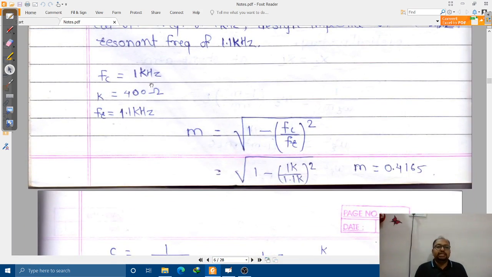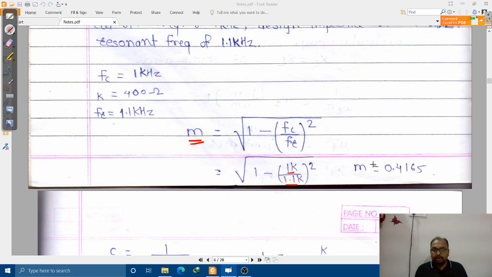Great. So first thing is what? You have to first find out the value of M, modification factor. How to find out? The formula for that is nothing but the square root of 1 minus (Fc divided by Fr) whole squared. What is Fc? Cutoff frequency is 1 kilohertz.